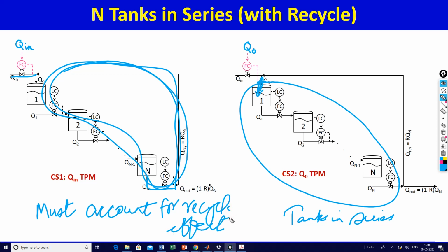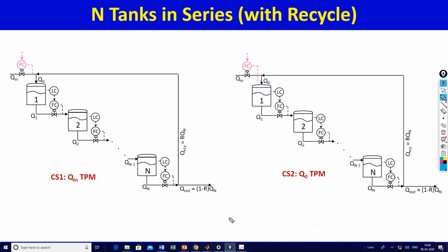Okay, so let's derive transfer function models for variation in Qn in response to a change in the throughput manipulator Qin for CS1, and a variation in Qn with respect to a change in the throughput manipulator Q0 for CS2. Those are the two transfer functions that we are looking for.